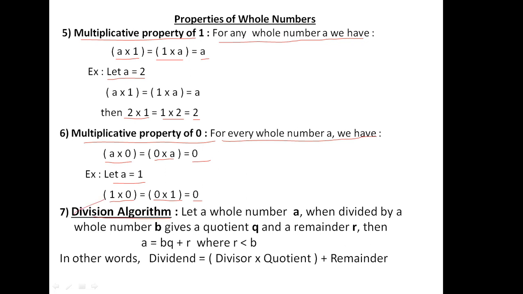This property says that when a whole number a is divided by a whole number b, it gives a quotient q and a remainder r. Then a equals bq + r, where r is smaller than b. In other words, we can say that dividend equals divisor × quotient + remainder.